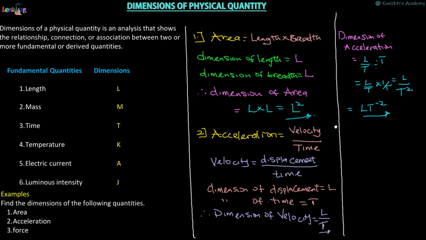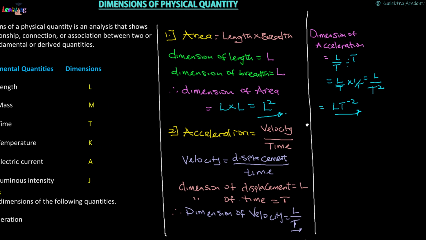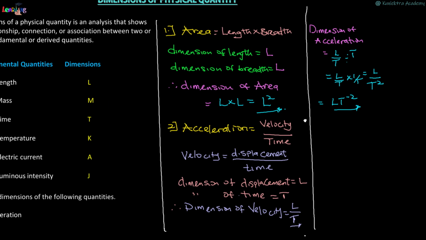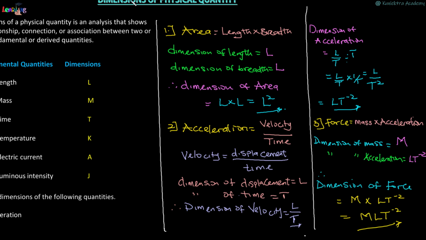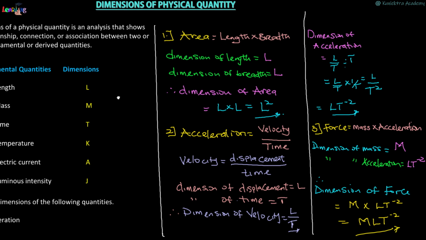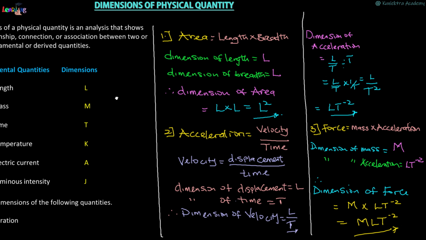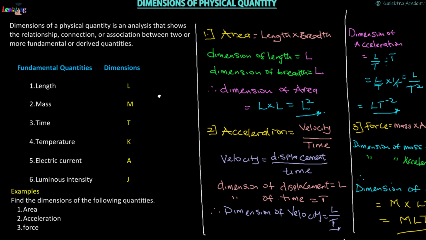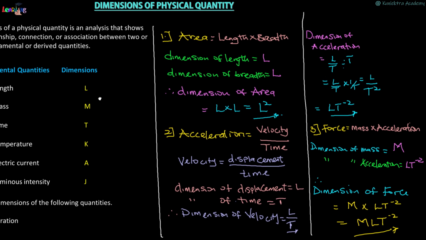Now let me adjust the board. From here, you should be able to understand how to calculate the dimensions of physical quantity using these 3 examples: area, acceleration, and force. Thank you.